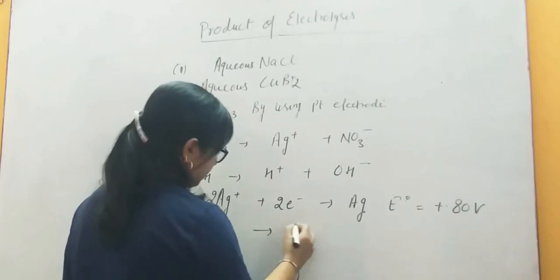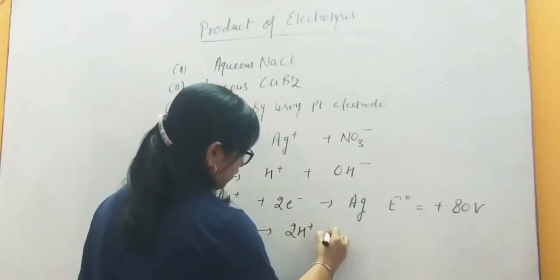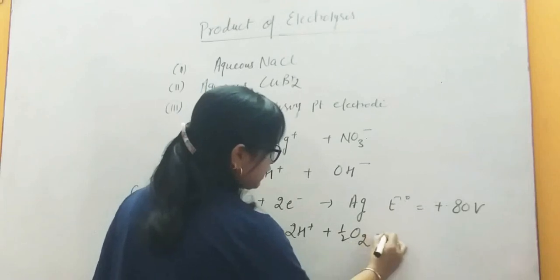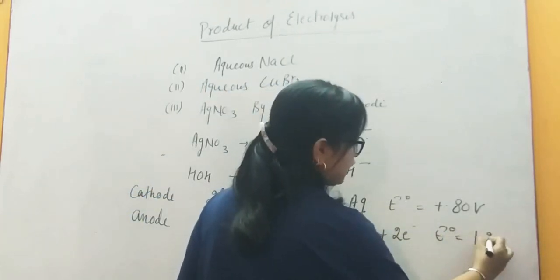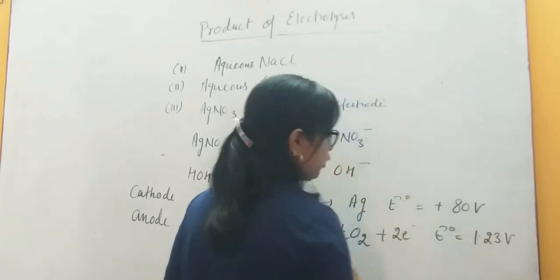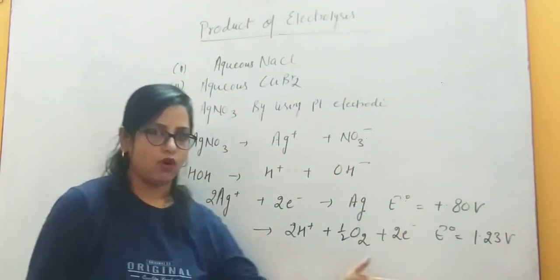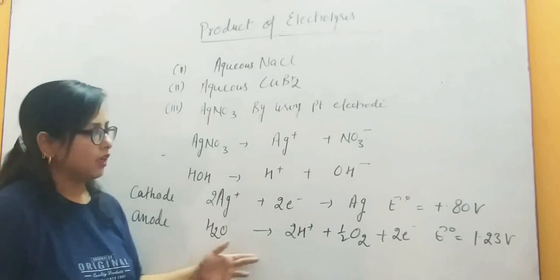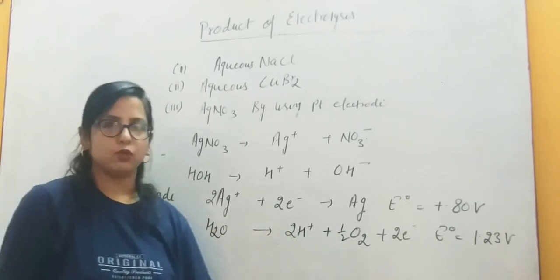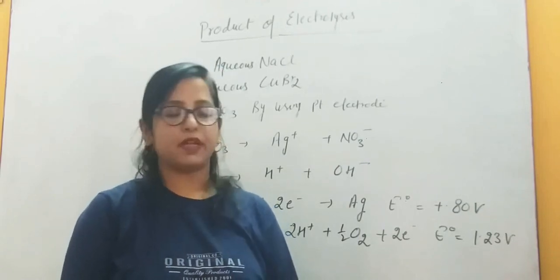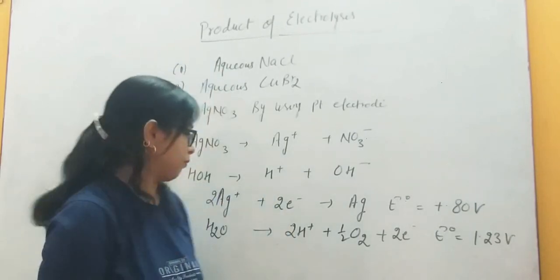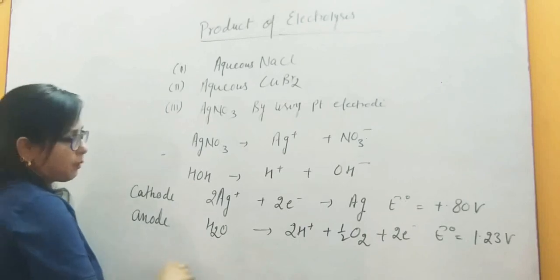and it makes oxygen gas by removal of 2 electrons. Its potential is 1.23 volt and it shows the process of oxidation. So these are the expected products when we are using AgNO3 in presence of an inert electrode like platinum. So this is the process.